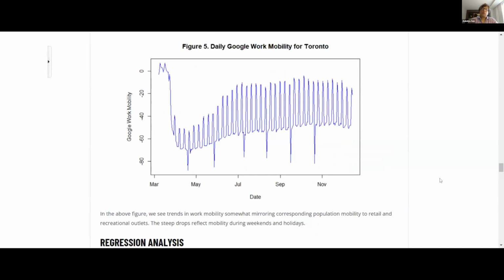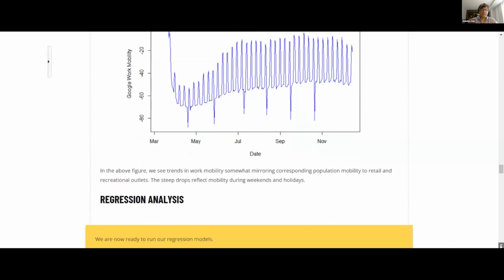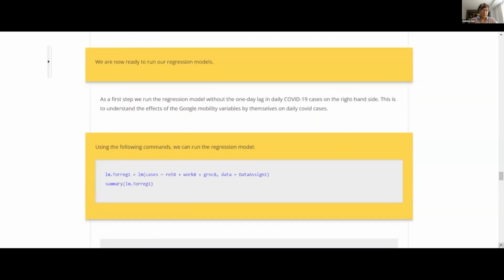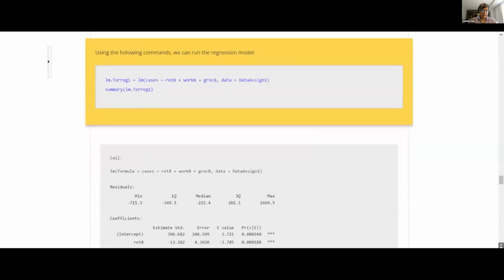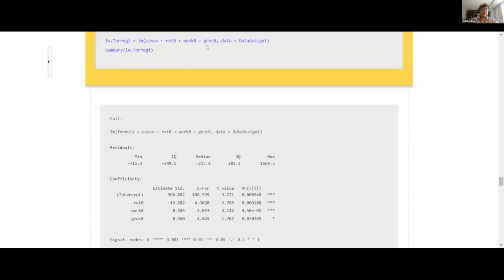Okay, so we have different X variables. The question now is, what was the most significant? That's what we can ask through regression analysis. With a simple LM command, you see here, I'm looking just at the mobility variables. I don't have cases yesterday as a right-hand side variable, but we'll get to that.